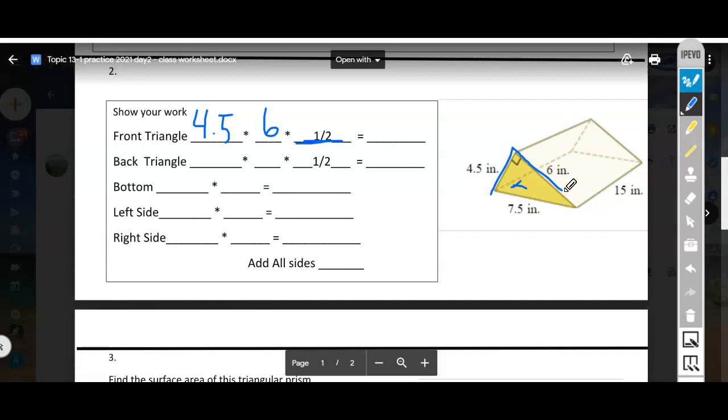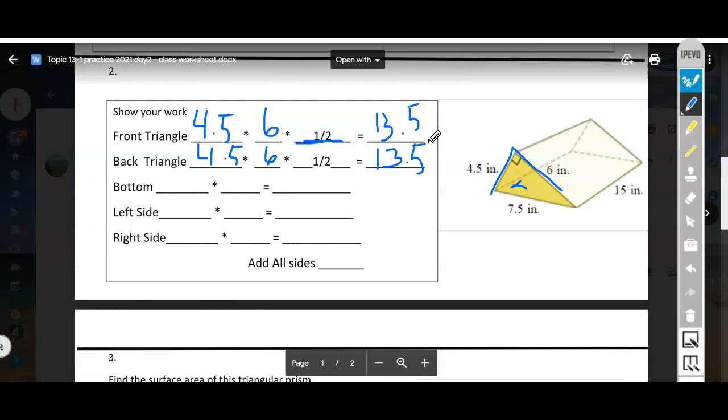So, punch it on your calculator. 4.5 times 6 times a half. What'd you get, Bailey? All right, so that's one triangle. Now, you don't have to write this all down twice. I would just write the number down twice. 13.5, I'll write another 13.5.